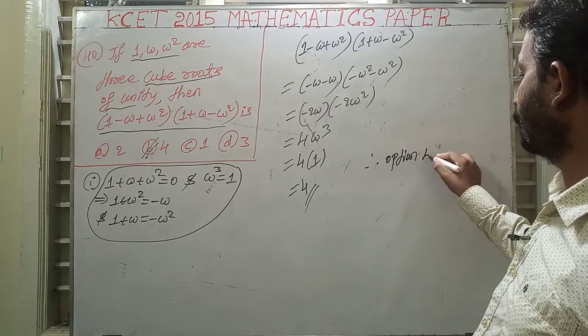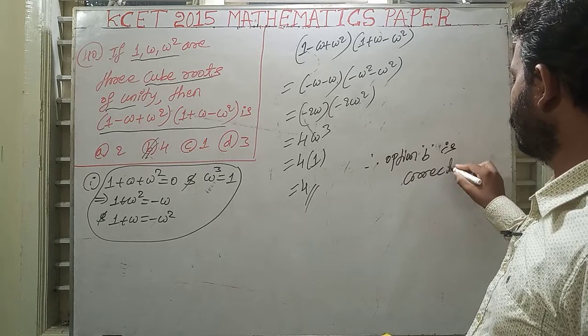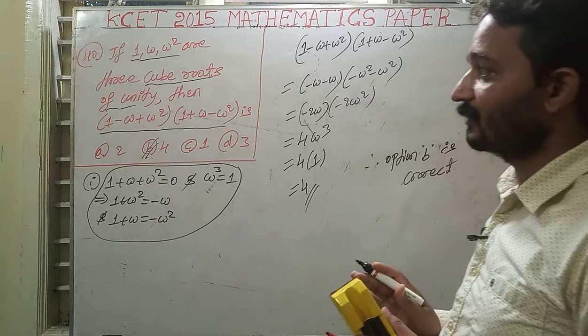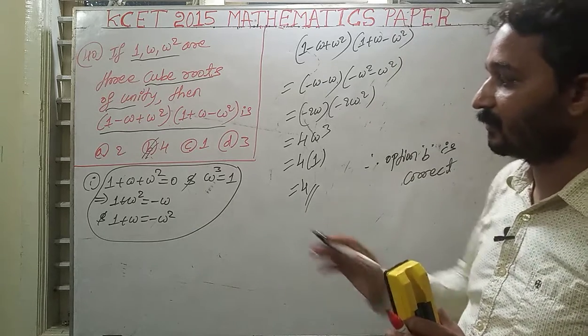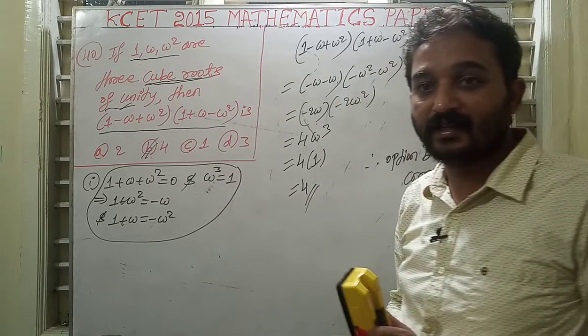So therefore option B is correct. In JEE they ask this type of question also. So this is essential for cube roots of unity. Cube roots of unity is essential for both KCET and JEE.